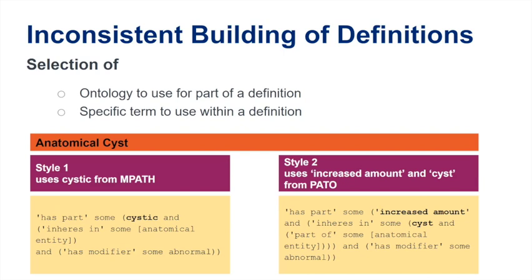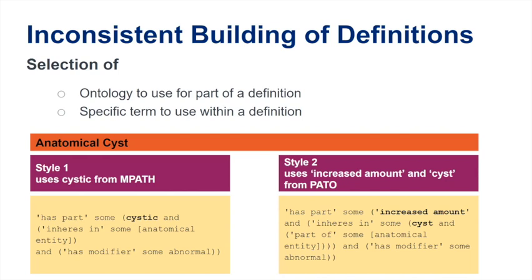And then as we've worked through this process, we've also run into issues with inconsistency in building these definitions. So when you're building the logical definitions, you have to pick what ontology you want to use for each part, and then you have to pick how you want to build the definition.